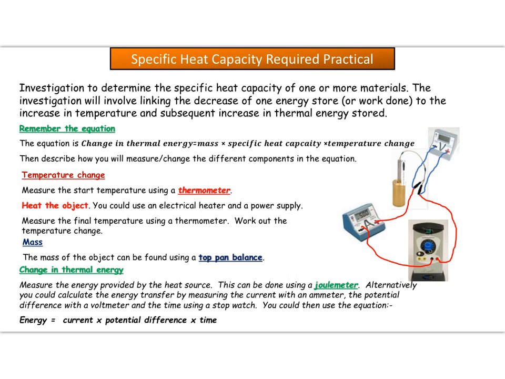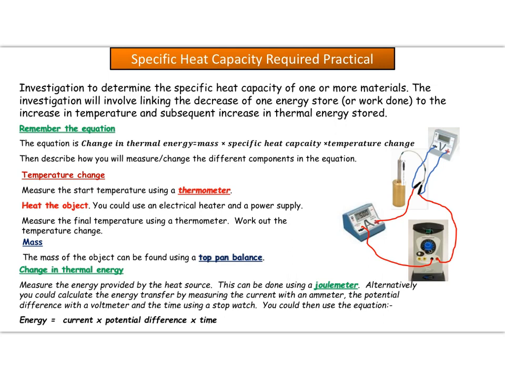A top-pan balance is something that you'll use in science all the time. You basically put your object on top of the top-pan balance, and it will give you its mass in grams. To measure the change in thermal energy, we need to measure the energy provided by the heat source. And that can be done using 2 different methods. The first one, we can use a joule meter, which will tell us the energy straight away. Or, in most cases, not a lot of schools have a joule meter, so you'll need to use an alternative method, which I'm just going to talk you through now.